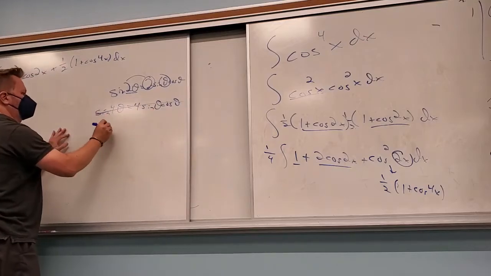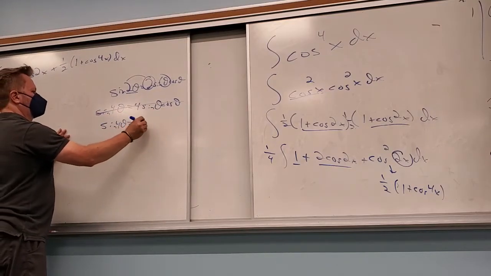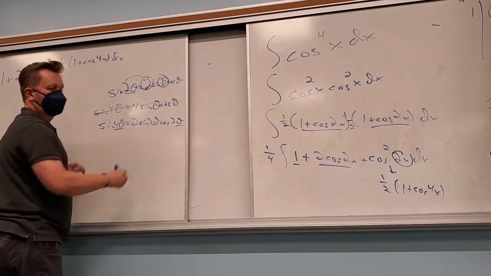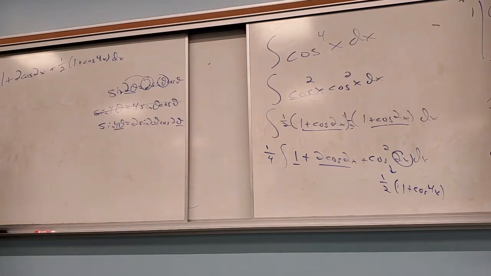What should it be? What's sine 4 theta? 2 sine 2 theta cosine 2 theta, exactly. Whatever this is, put half there and half there. Yeah. That's the correct usage.